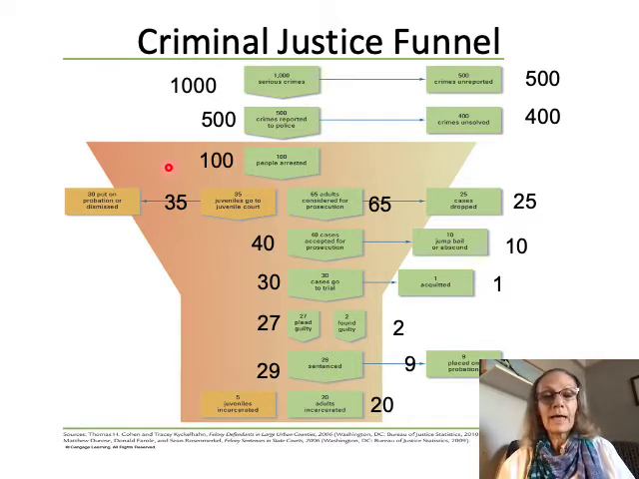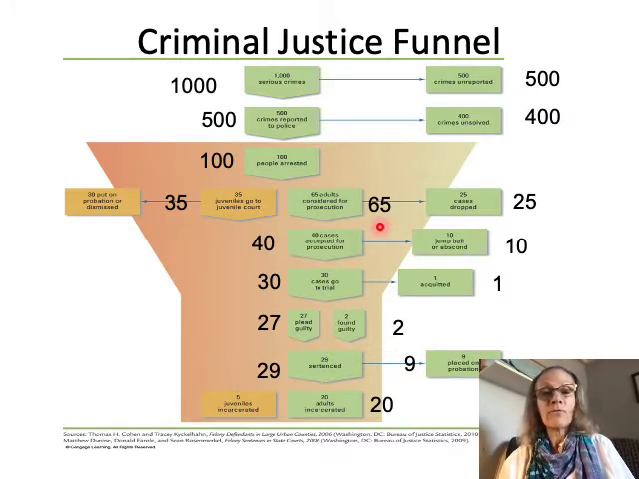Of those 100 where a perpetrator is identified, 35 of them are juvenile offenders and 65 are adult offenders. And here we're focusing on the adult offenders. Of the 65 adult offenders, only 40 of those are actually charged with the crime. In the other 25 cases, the prosecutor decides to exercise their discretion, and they decide not to continue to pursue the case, and that's about 30% of the cases.